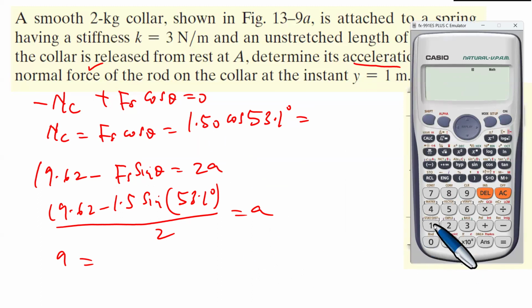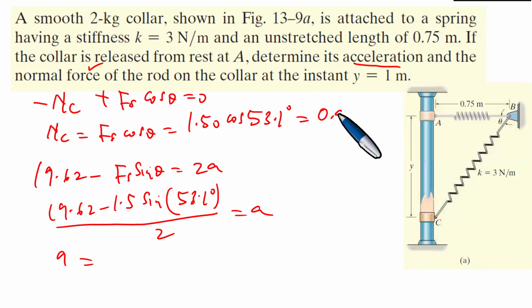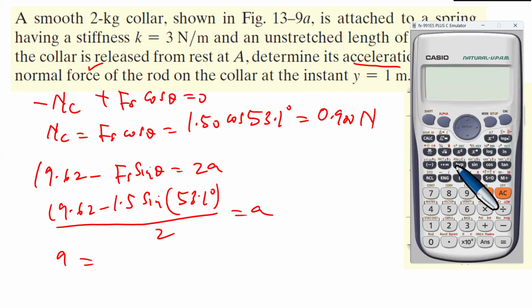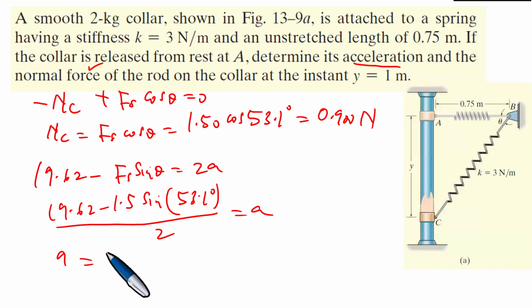Okay, I'm going to do the normal force. I just want to confirm these answers. 1.5 times the cosine of 53.1, which is 0.900. It is the normal force, in newtons. And then the acceleration, let's find it. Which is 19.62 minus 1.5 times the sine of 53.1, divided by 2, which is 9.21 meters per second squared.